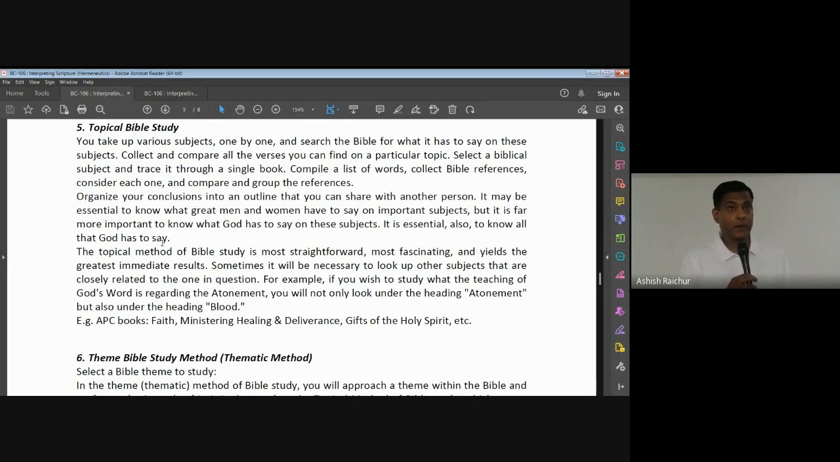Right. So, inductive study, character study will not give us what we can get out of topical or thematic study. Right. So, each one is serving a different purpose. If you want to say, this is what the Bible says on this topic, then you have to do topical study. You have to study that subject from Genesis to Revelation.